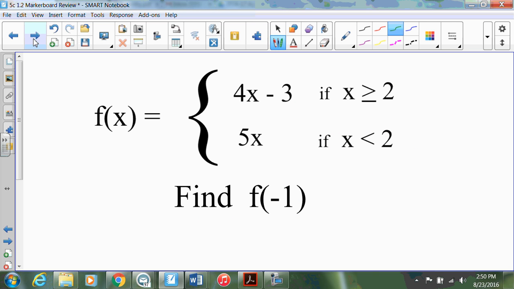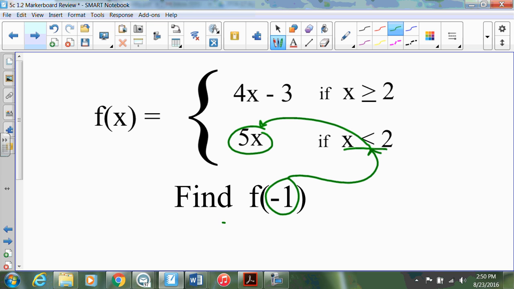And what if x is equal to -1? So I'm going to find out which rule to use. Let's see. This one says x is less than 2. -1 is less than 2. So that means that I'm going to use this rule. So I'll plug in -1 for x, and I'll get -5 as my answer.